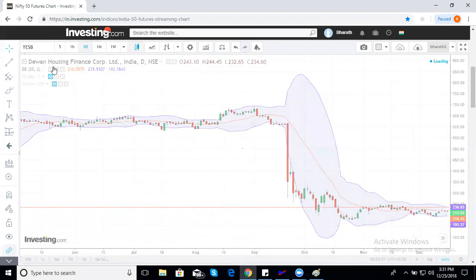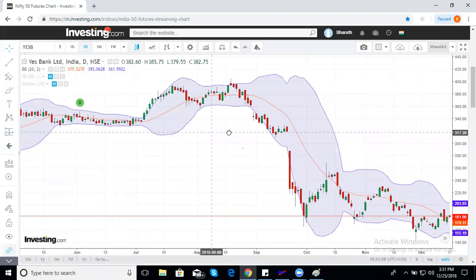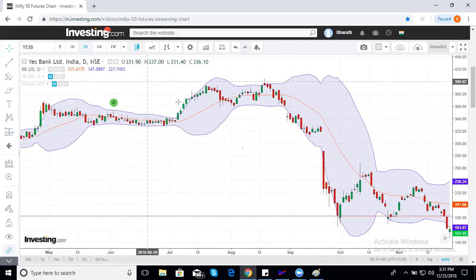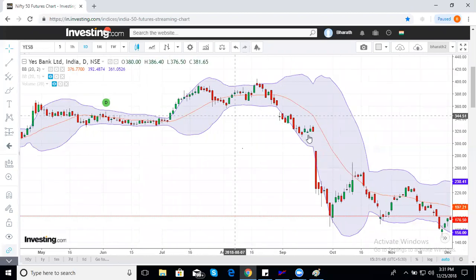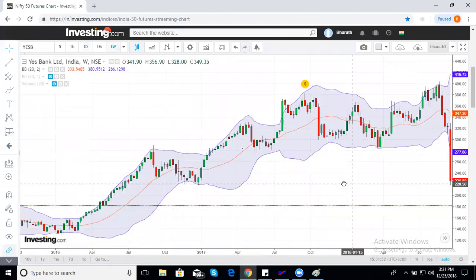S Bank. Look at the market went outside the band, came back. See, market doesn't have the power to go outside the band. And you think this is all the stories, you can see the story after that.